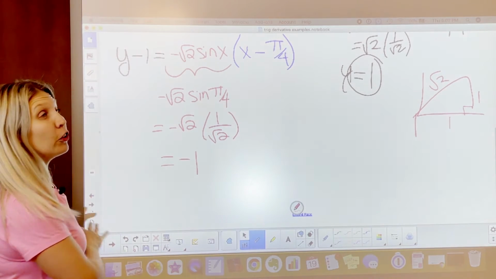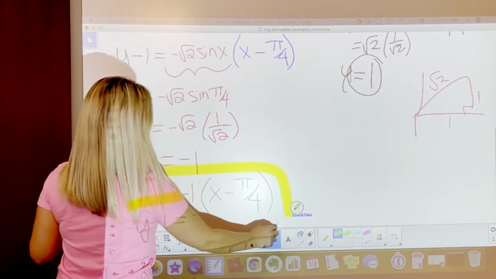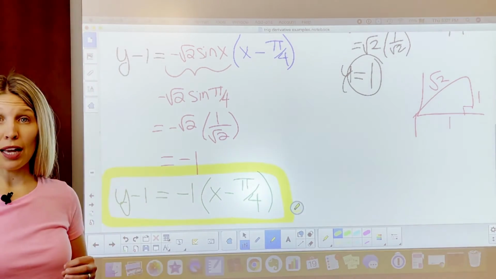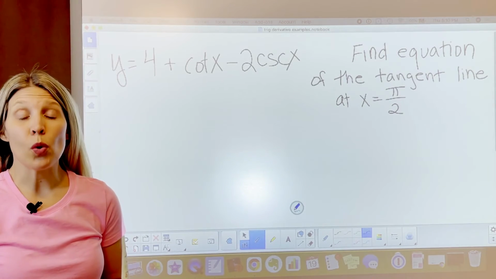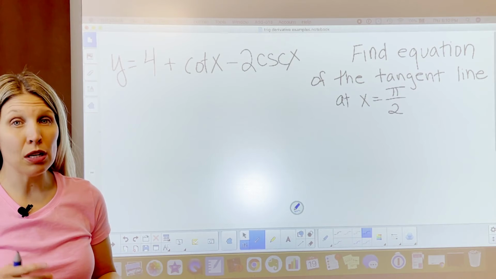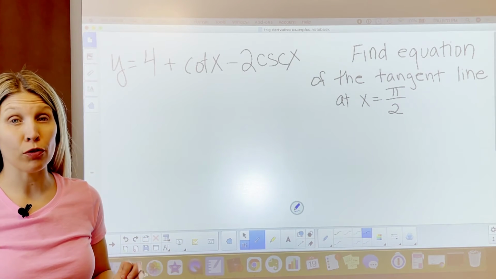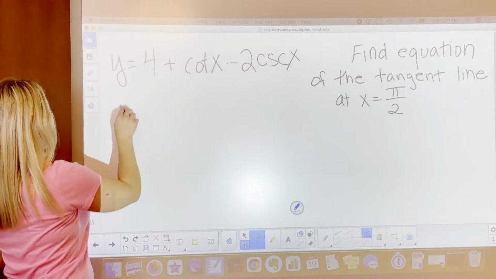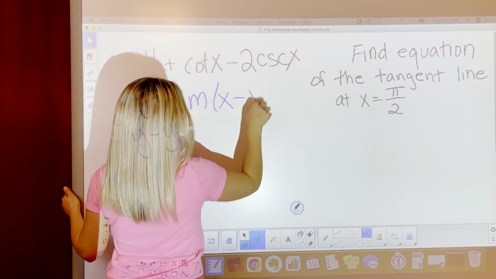So our full equation, are you ready? Y minus 1 equals negative 1 times x minus pi over 4. This is your equation of the tangent line of that function at x equals pi over 4. We have another equation of the tangent line problem. So anytime you need an equation of the tangent line, hopefully you should just go ahead and write down the equation for a line, which is y minus y1 equals m times x minus x1.